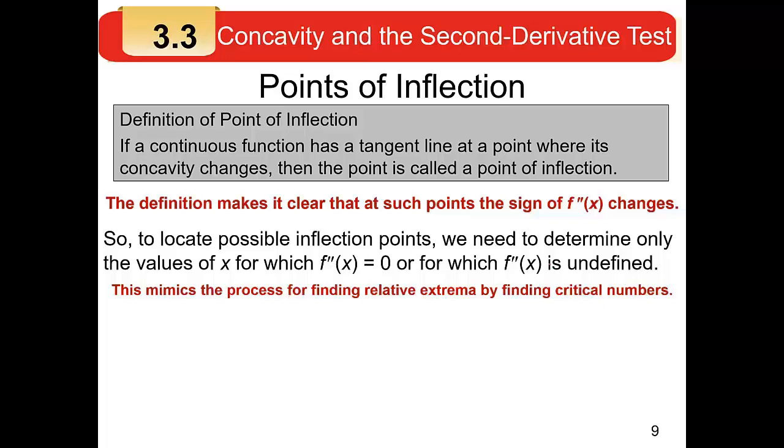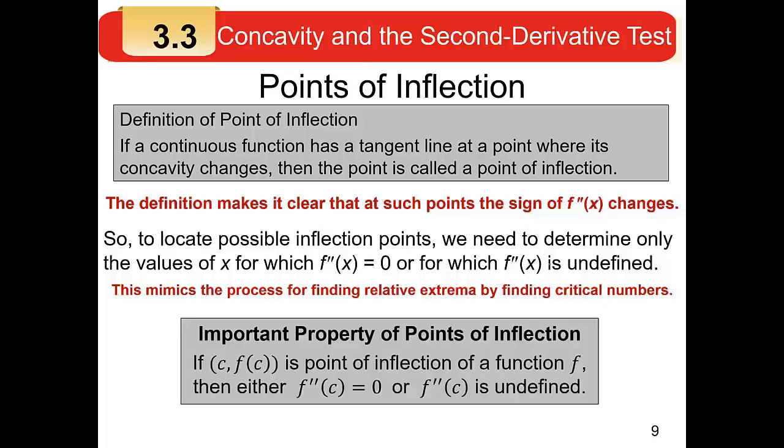So you think of the first derivative as being increasing, decreasing, and relative extrema. You think of the second derivative as being concavity and inflection points. But the process for doing those things is very similar. And I've said this before, but again, it's important. If the point c comma f of c is a point of inflection of some function f, then it's going to be true that either the second derivative is 0 or the second derivative is undefined.